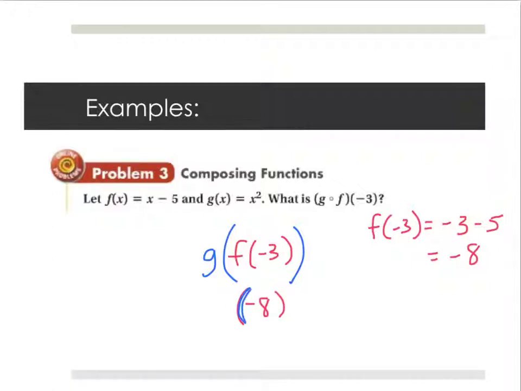So g of negative 8, which is negative 8 squared, which is 64. So we apply the f of x first, and then we take that answer and apply the g of x function.